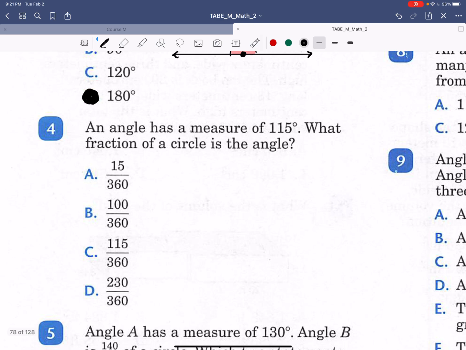An angle has a measure of 115 degrees. What fraction of a circle is the angle? So think about what the question is saying to you. You can do this. Fraction of a circle. So you set up a fraction of a circle. Our angle is going to be the numerator of this fraction, and our angle is 115 degrees. A circle is how many degrees? 360. So our fraction is C, 115 over 360. Now you have to know that a circle has 360 degrees.